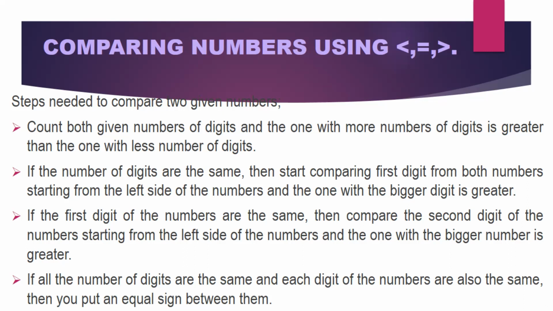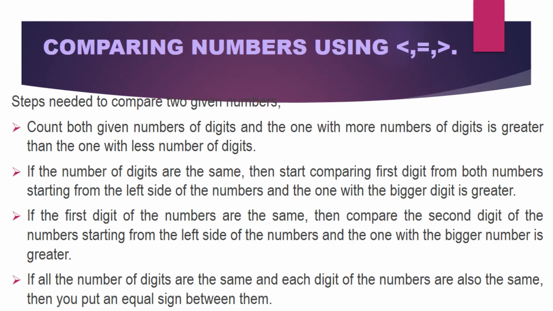Let's assume that you count the number of digits, they have the same number of digits, and when you check the first digit from both sides, they are also the same. Then what happens next? If the first digits of the numbers are the same, then compare the second digit of the numbers, starting from the left side. The one with the bigger number is greater.